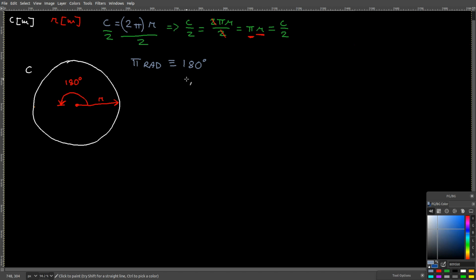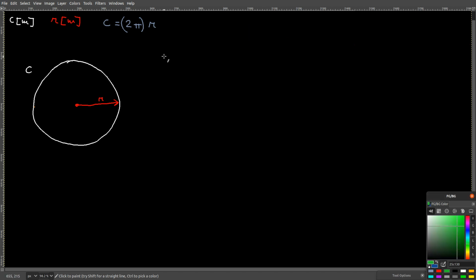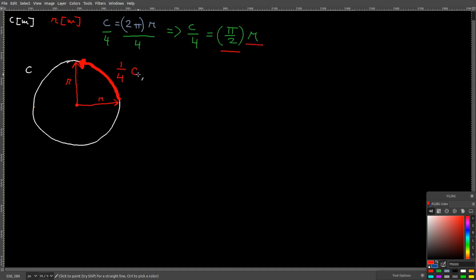I can keep going. I can divide both sides of the formula, c equals 2 pi r, by 4. Then I will have c over 4 equals pi over 2 times r. If I multiply pi over 2 radians by the circle's radius, then I will obtain 1/4 of the circumference, which is like rotating the radius by 90 degrees. Thus, pi over 2 radians is equivalent to 90 degrees.